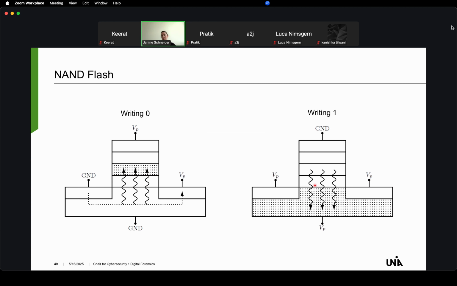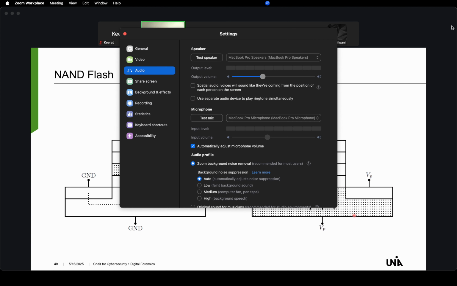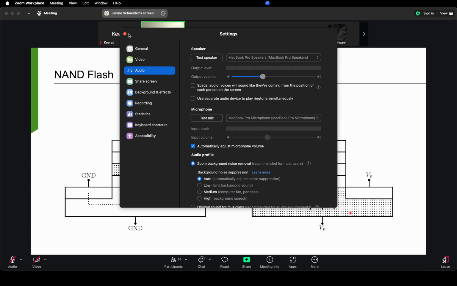The process of the electrons traveling back from the floating gate through the tunnel oxide to the substrate is known as Fowler-Nordheim tunneling, where the electrons migrate from the floating gate back to the substrate.